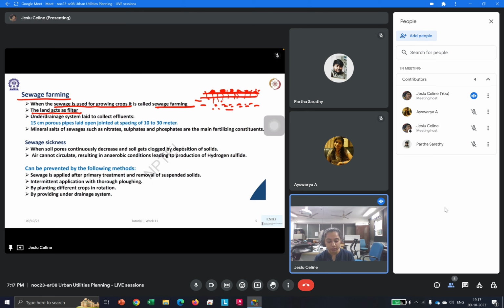So mineral salts of sewage such as nitrates, sulfates, and phosphorus are the main fertilizing constituents. So these act as fertilizers also. And then comes sewage sickness, where the soil pores continuously decrease and the soil gets clogged by deposition of these solids. This leads to anaerobic condition, that is, air cannot circulate, which leads to the production of hydrogen sulfide gas. So it gives a foul smell also. By being in that place itself, we can understand that contaminated water is being used.